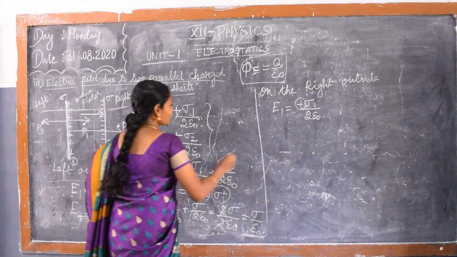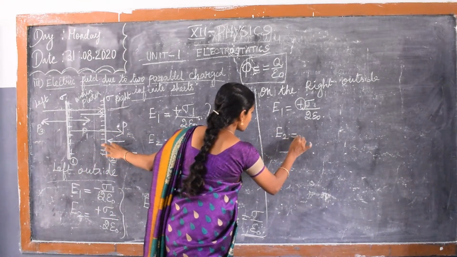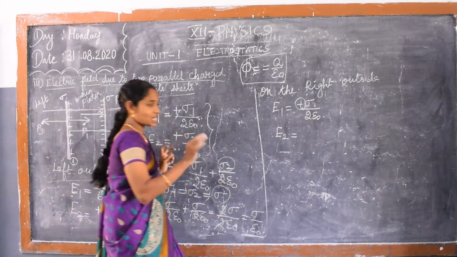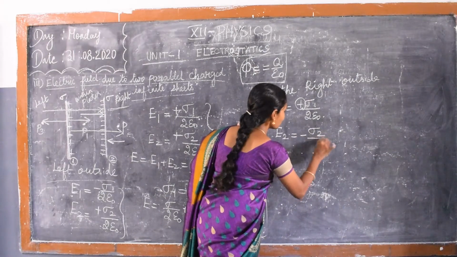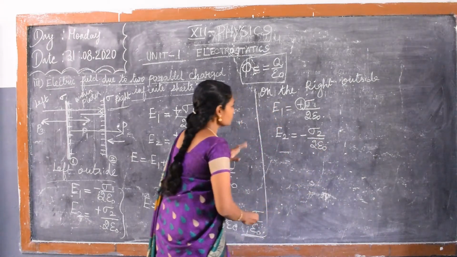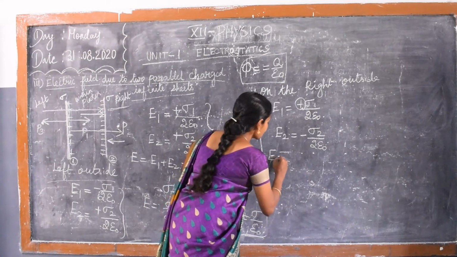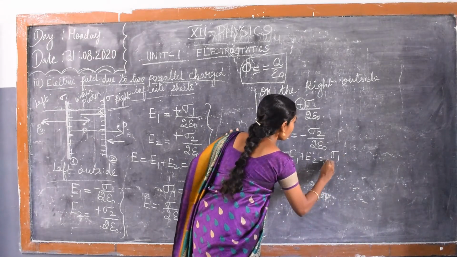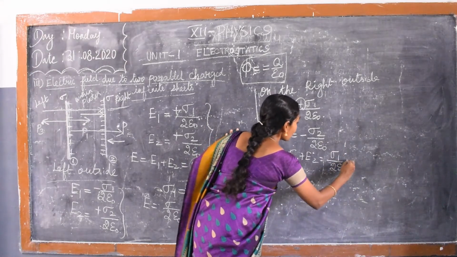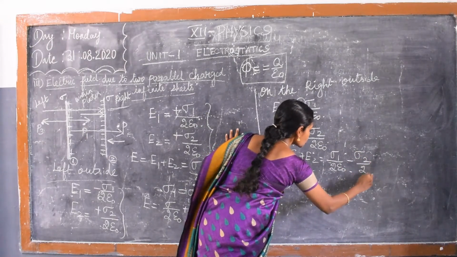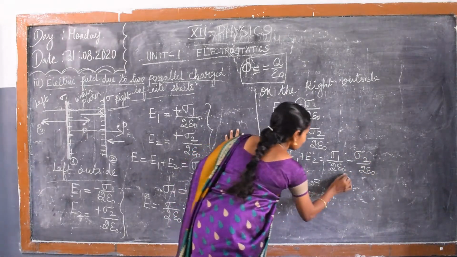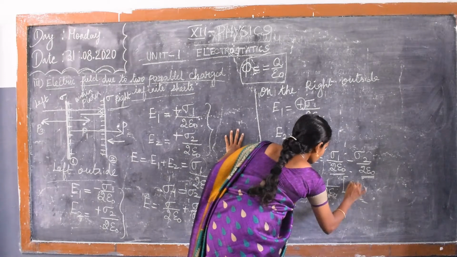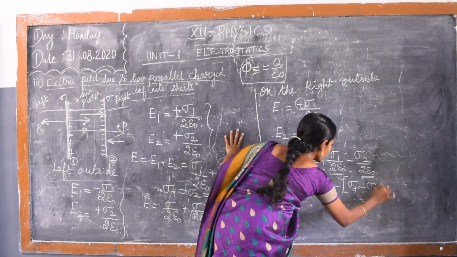Okay, next we will calculate the electric field due to the second sheet, that is E2 is equal to, here the direction of the electric field line is towards the left, so minus sign. So minus sigma 2 divided by 2 epsilon naught. Okay, what is the net value? E is equal to E1 plus E2, which is equal to sigma 1 divided by 2 epsilon naught minus sigma 2 divided by 2 epsilon naught. Take this term outside: 1 divided by 2 epsilon naught, times sigma 1 minus sigma 2.